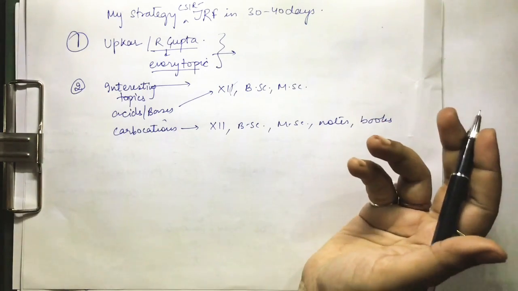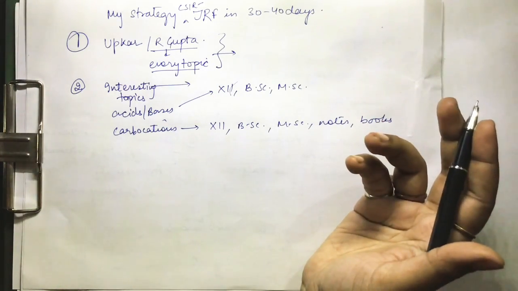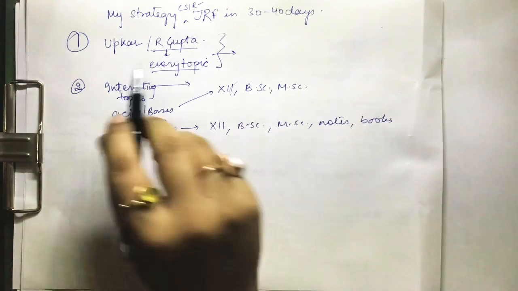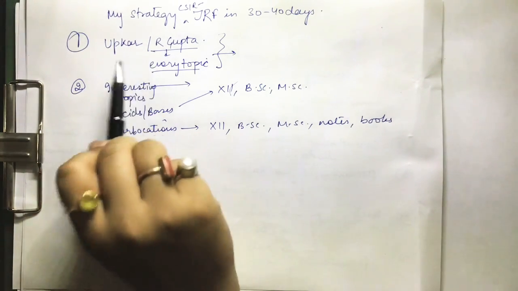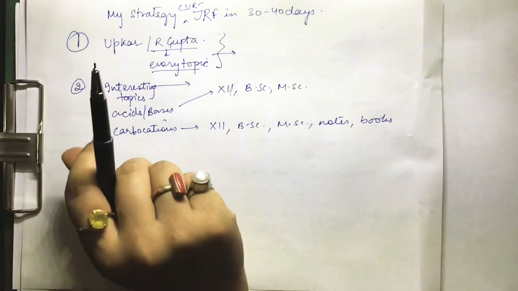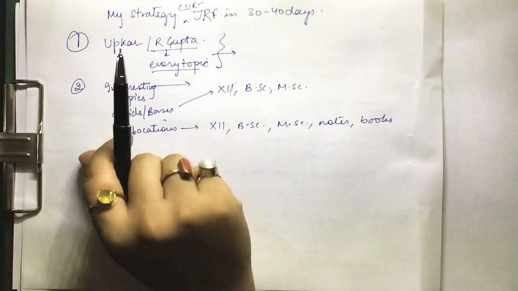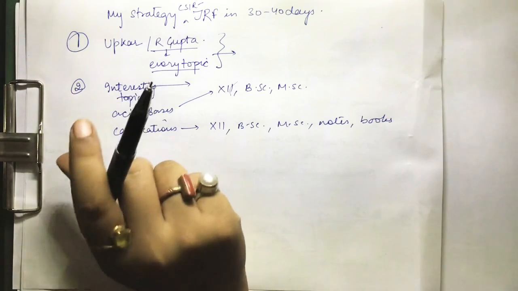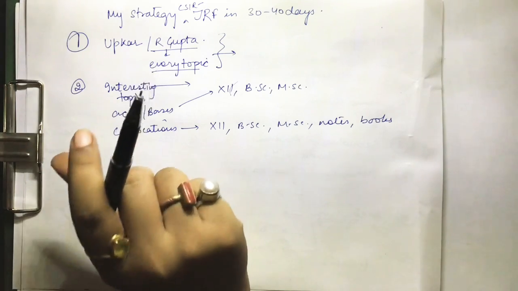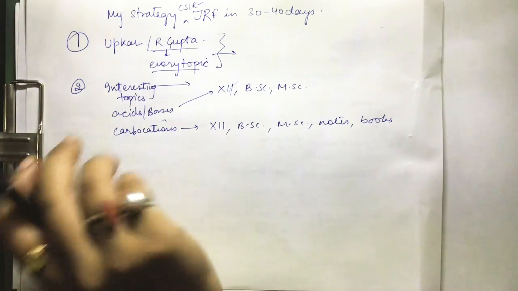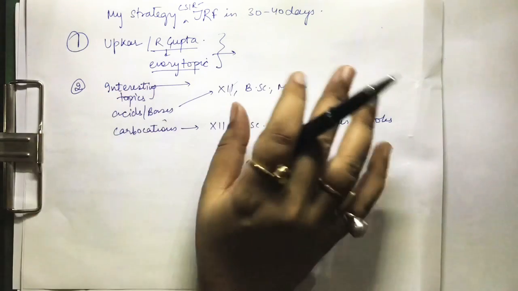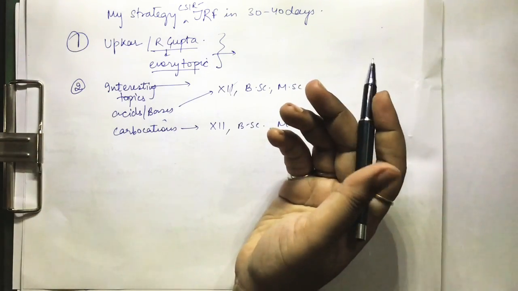If you like it, follow it, and if not, whatever way you like. But I would prefer the Upkar R. Gupta book. Earlier it came in two parts, Volume 1 and Volume 2, but now it has come as a single thick book. So go for that book. Do not leave anything from that book. Just go through everything because you are already a master in chemistry.